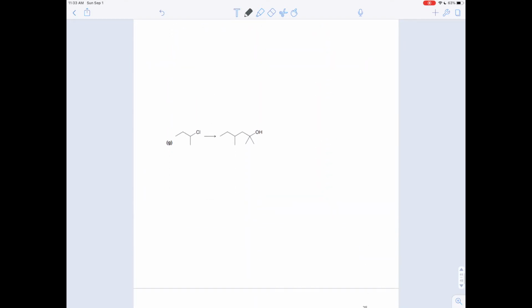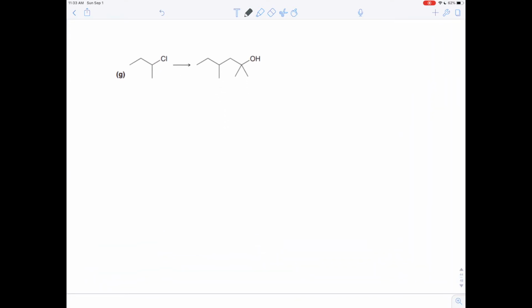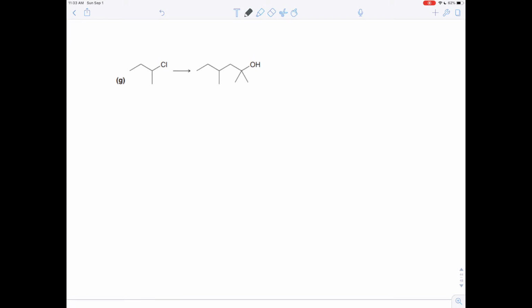Okay, let's try G. So with G, what we would have here is we see that the molecule on the left has 1, 2, 3, 4 carbons. The molecule on the right has 1, 2, 3, 4, 5, 6, 7, 8. Oh my gosh, so many more carbons. So at this point in the course, that would be flashing lights telling you that you would want to use a Grignard reagent.